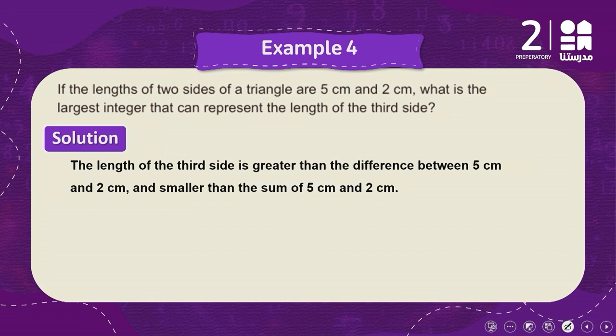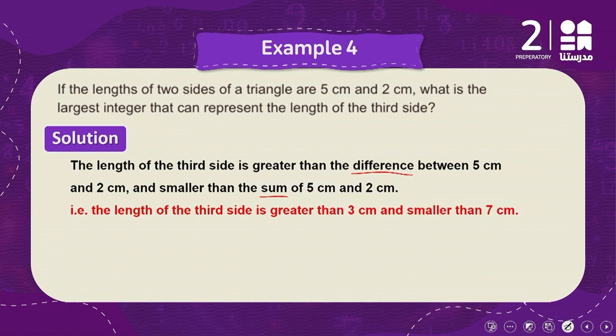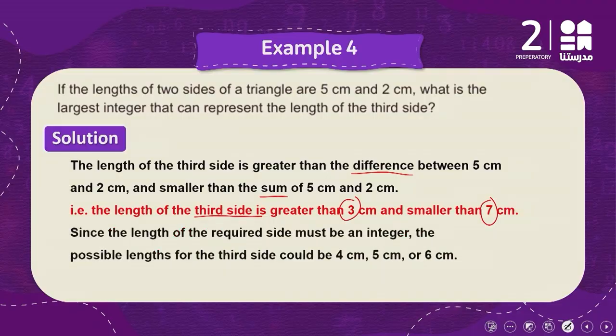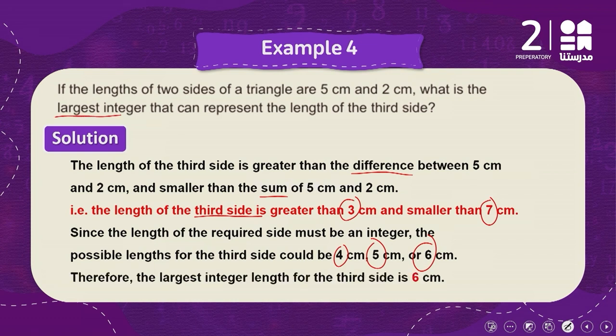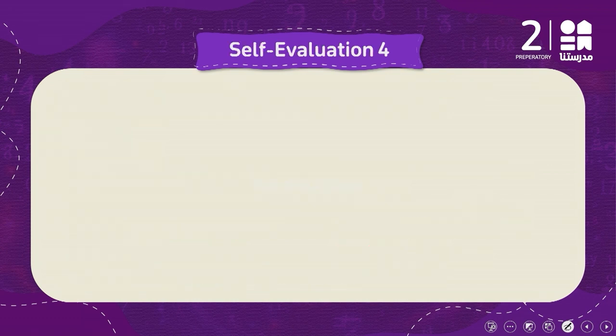So now, let's find the difference. Let's find the sum. Now we have 3 and 7. So the length of the third side is greater than 3, but less than 7. As we said before, it's between 3 and 7. So greater than 3, less than 7. It's 4 maybe, or 5, or even 6. But as the question is asking about the largest one, the tallest one, it will be 6 for sure. This is the right answer.